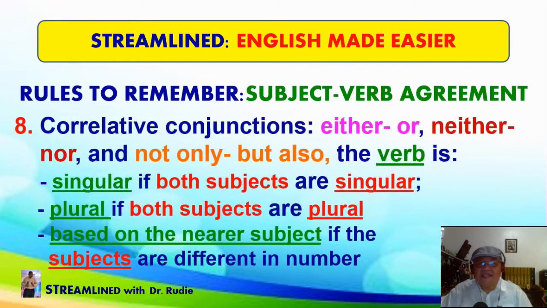Last but not the least is rule number 8. In terms of the correlative conjunctions, either or, neither nor, and not only but also, the verb is singular if both subjects are singular, plural if both subjects are plural, and the verb is based on the nearest subject if the subjects are different in number.